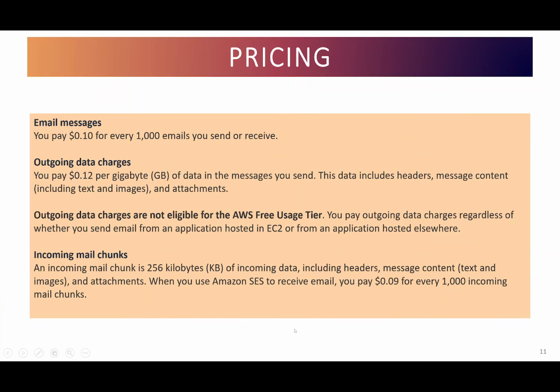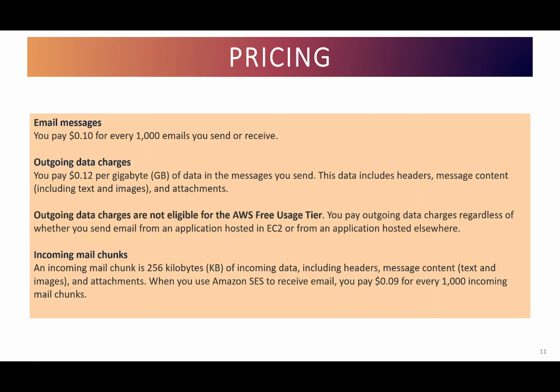More on the pricing. Email messages, you pay $0.10, which is 10 cents, for every 1,000 emails you send or receive. Second thing, the outgoing data charges, you pay $0.12 per gigabyte of data in the messages you send. $0.12 meaning 12 cents. This data includes headers, messages, content, including texts and images and attachments.